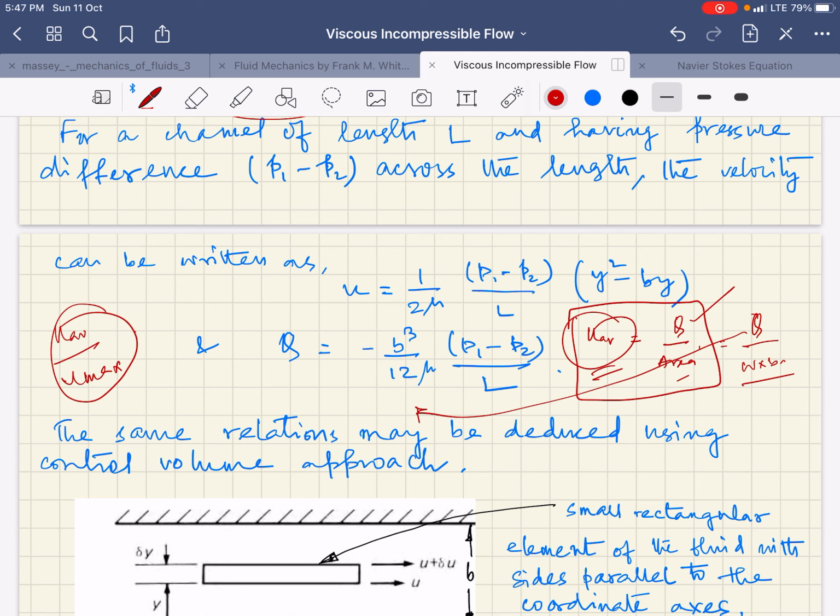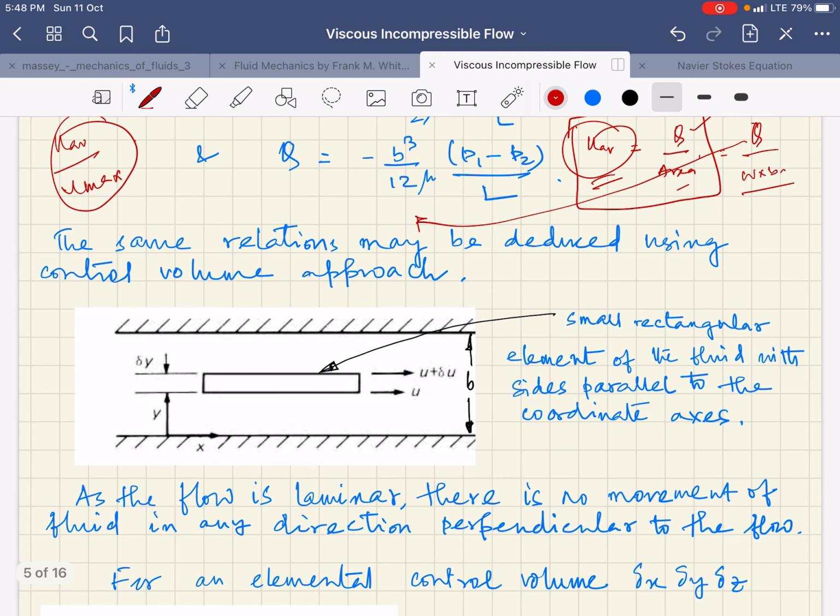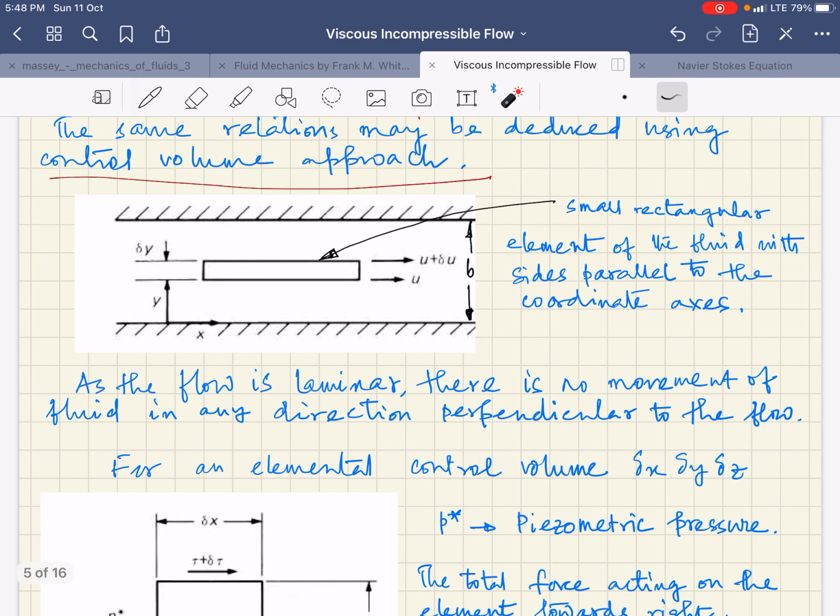So this same relation, whatever we have found up to equation 8, you can also find it out by using the control volume approach. That approach you can find in a book, that is in Massey or any other book written in that approach. In Massey actually there is no Navier-Stokes equation. You will find all the derivations are using this elemental control volume approach.